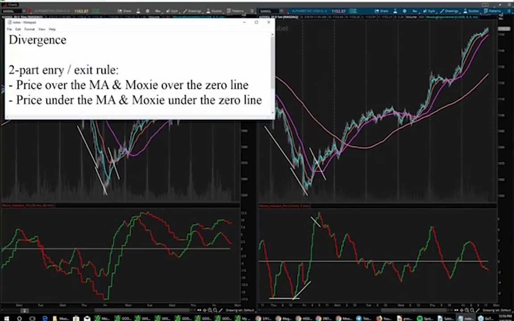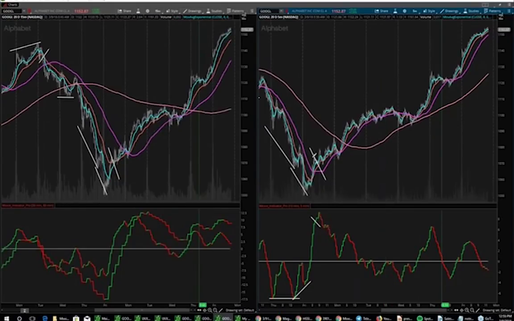And what do we say? Here's our checklist. We want our two-part entry. Price over the moving average. We want the Moxie indicator over the zero line, right there. That's what happens. So then we come through and we're trying to figure out if we're going to get through this moving average. Well, it gets knocked down a little bit. And just like I showed you on the previous chart, it comes down to the 50, and then the indicator is still above zero. So we're good. And actually it bounces right off and just sails on through this.